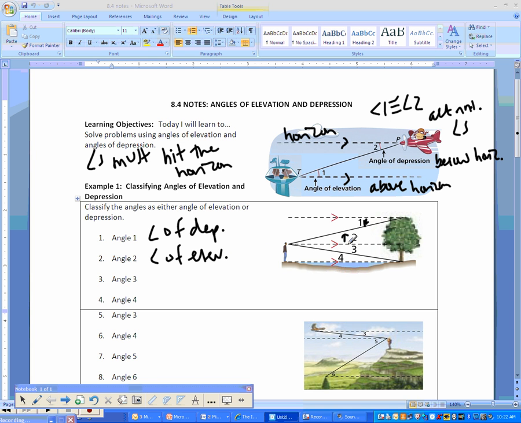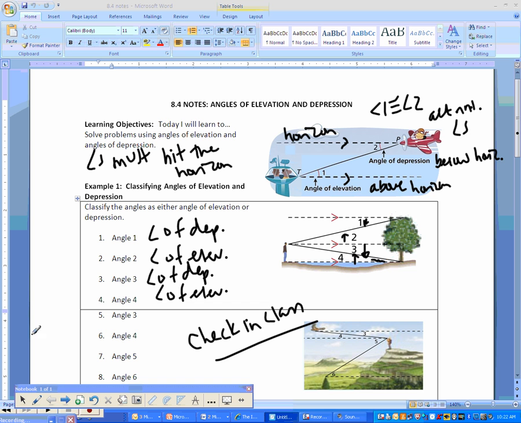Angle 3, still touching the same parallel line, but this time it's below it, so that means it's an angle of depression. You want to think about it in terms of the dude, he's looking down, so that's another reason why it's an angle of depression. And then the last one, angle 4, is right here, it's touching this line and it's above that line, so it is an angle of elevation. You now get to try to do 5 through 8, and I will check this in class.